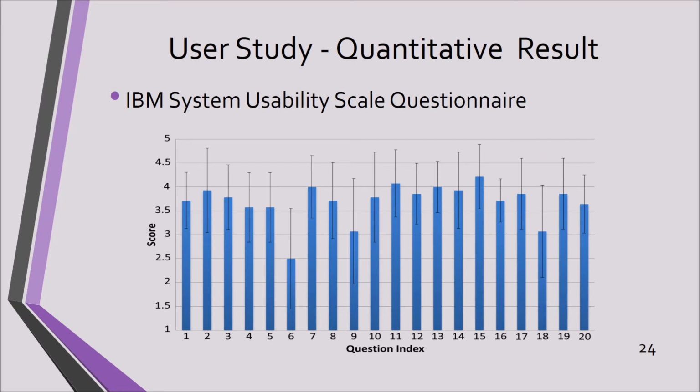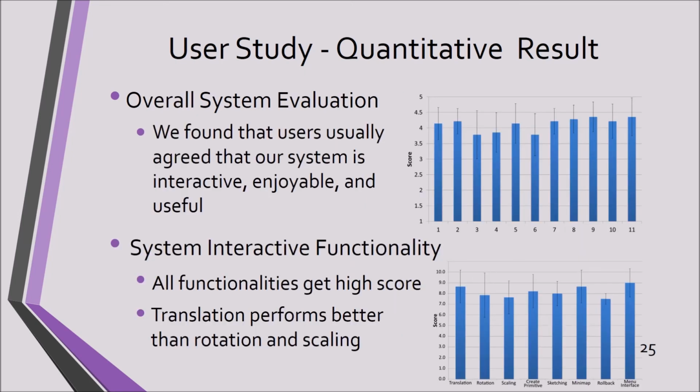In questions 9 and 18, some users think we do not provide enough error messages, and some functionality seems to be expected but not available, for example, copy and paste. Our comprehensive system evaluation questionnaire that we designed consisted of two parts evaluating our system's functionality, which are overall system evaluation and system interactive functionality.